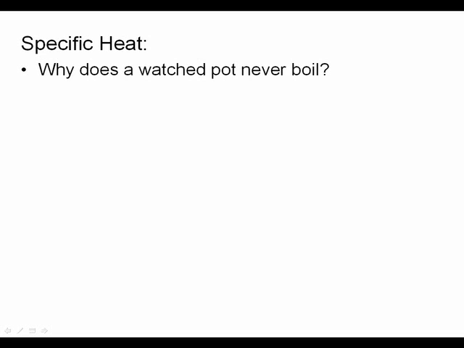Here are some other things you may not be familiar with. Specific heat. Why does a watched pot never boil? Well, because water has a very high specific heat. Specific heat is the amount of heat necessary to raise the temperature. Heat and temperature are not synonymous.